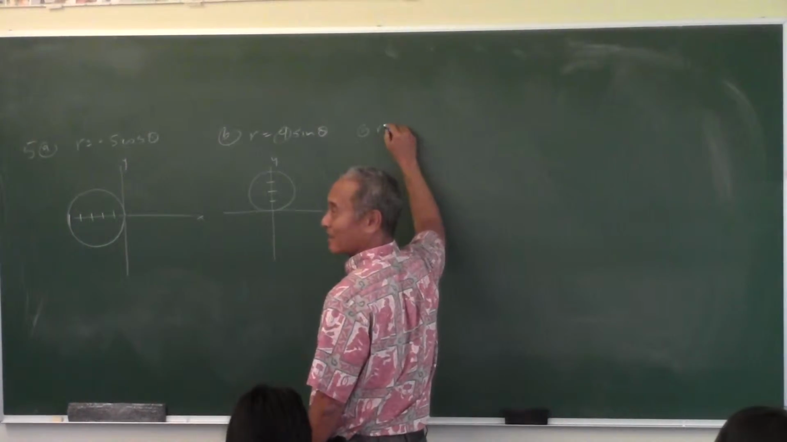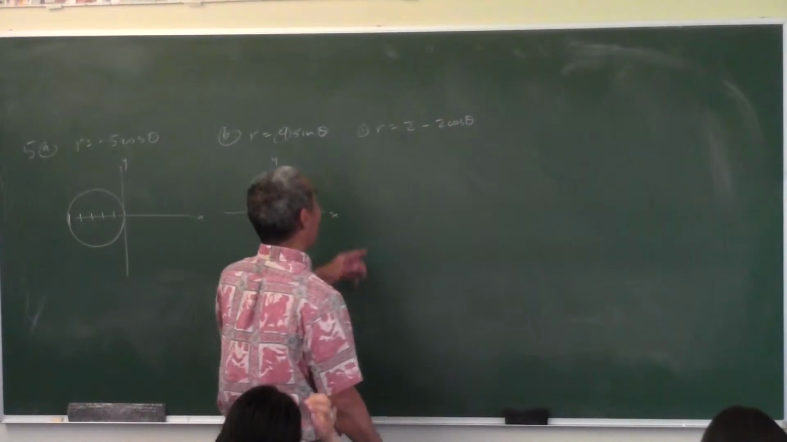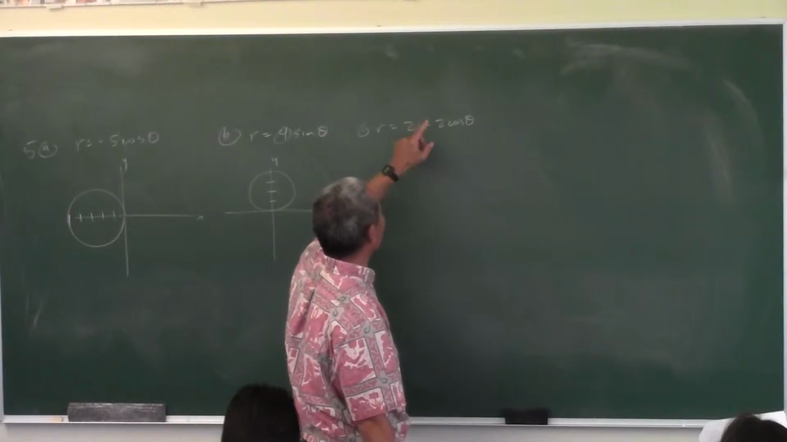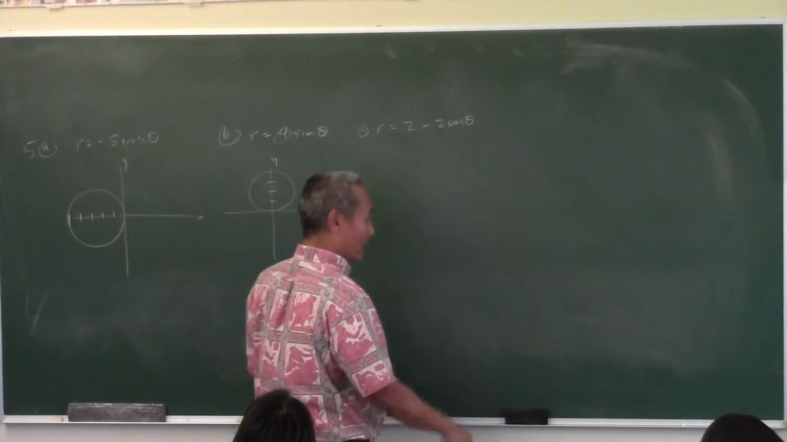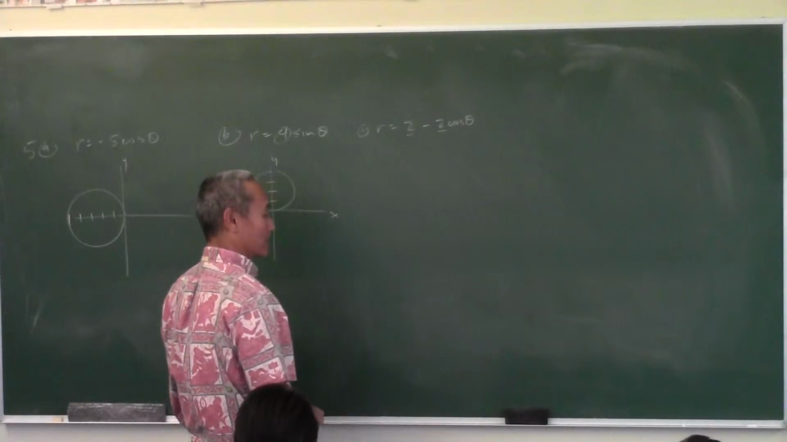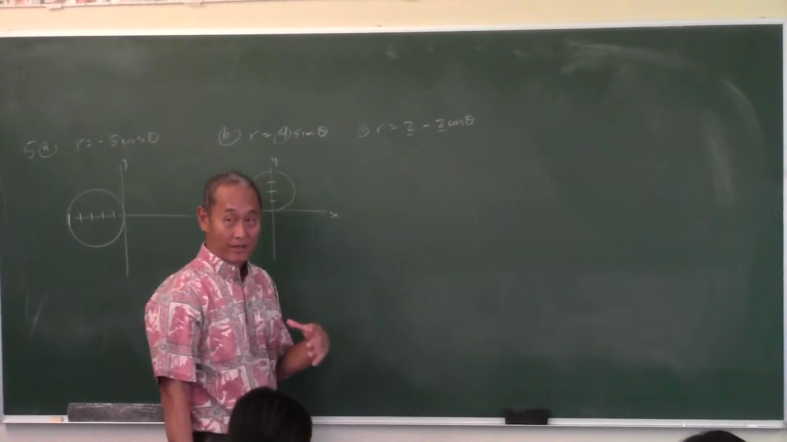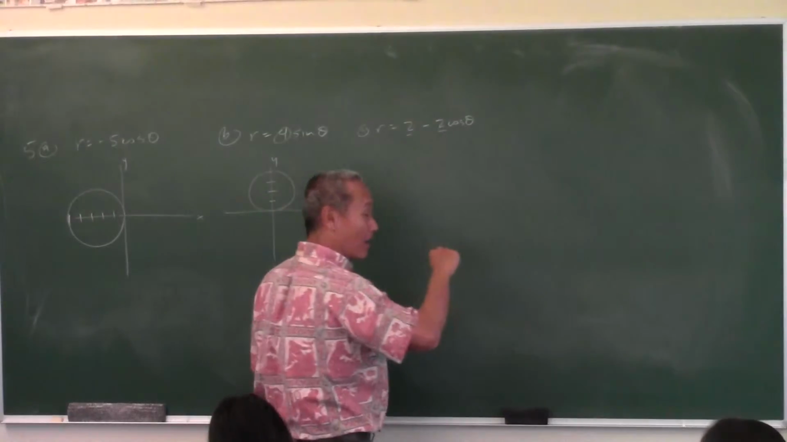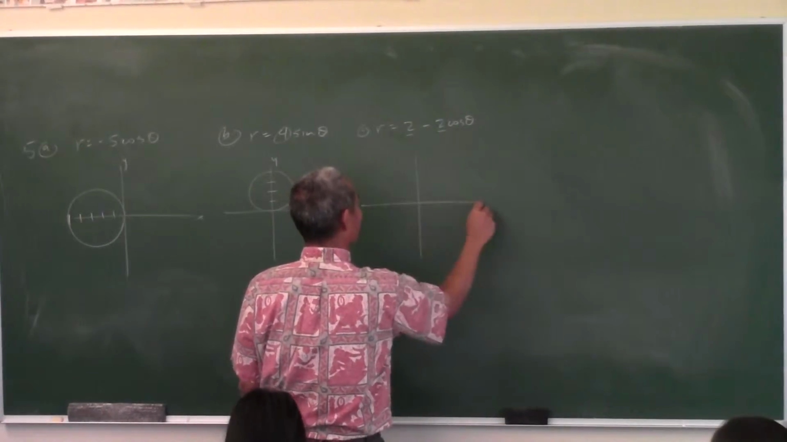R equals 2 minus 2 cosine theta. Now, anytime you have R equals a number and then a plus or minus another number, cosine or sine theta, it's going to be a limaçon. If the absolute value of this number is equal to that one, then what? The cardioid. The one that looks like a heart. A butt. All done.